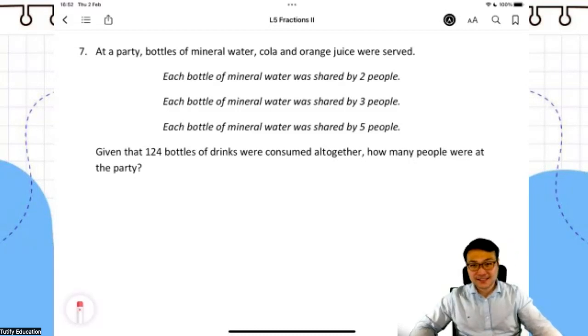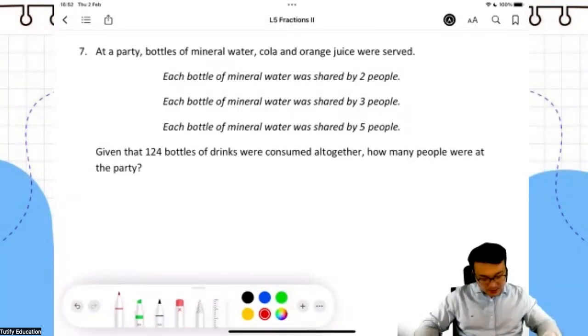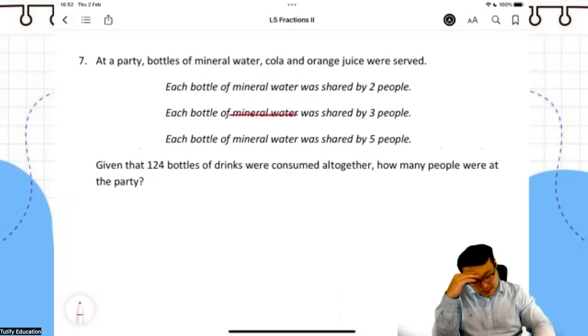Okay, Nicholas, come. Let me ask you something. Sorry, there's a typo error here. Can you just change this into cola and orange juice, okay?